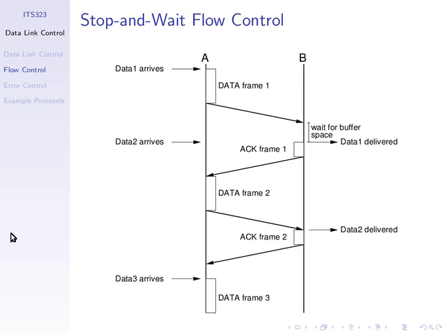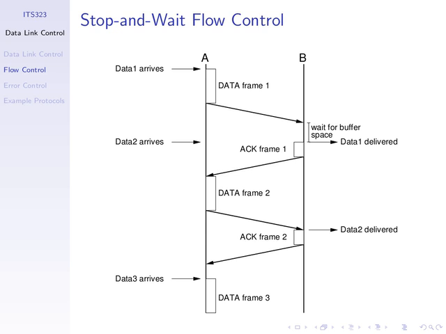Here's an example of the exchange of those frames using our timing diagram. In this example, we have data arriving from the network layer at computer A, and we want to send that data to the network layer at computer B. The data arrives from the network layer at different times. We can think of it as random.